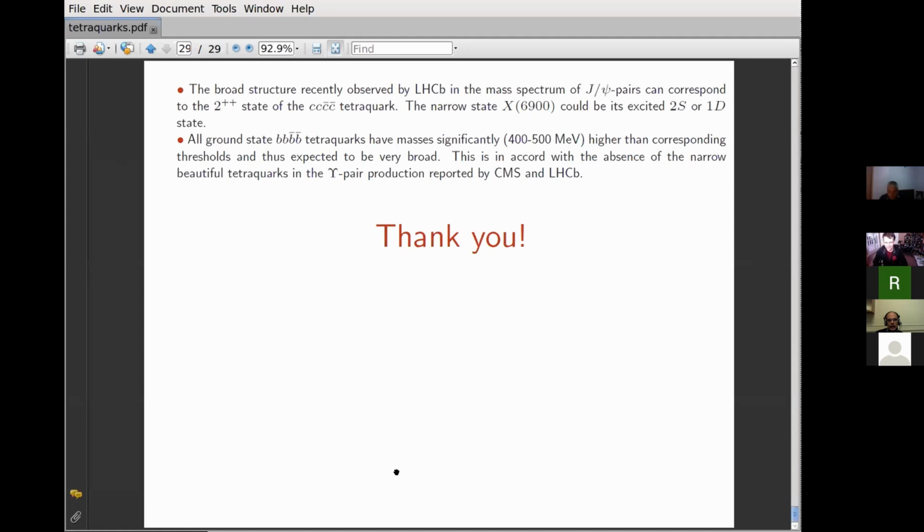Professor Galkin, thank you very much for the very nice talk. I have a small question. In the numerical analysis, you take the bottom and charm quark masses as in the PDG at the 1 GeV scale. For the strange and up-down quarks you use very high values for their mass. How do your results depend on the light quark masses, strange or up-down?